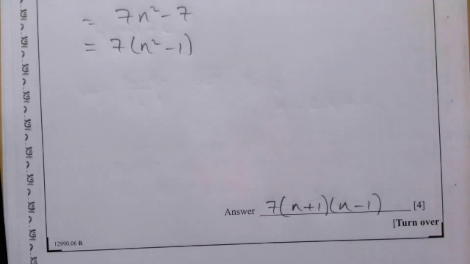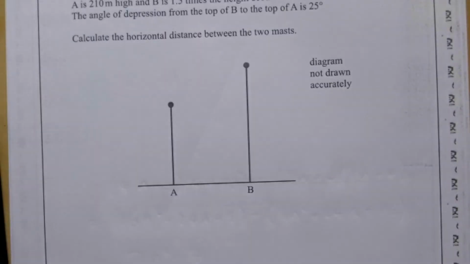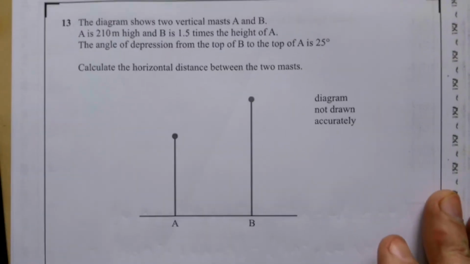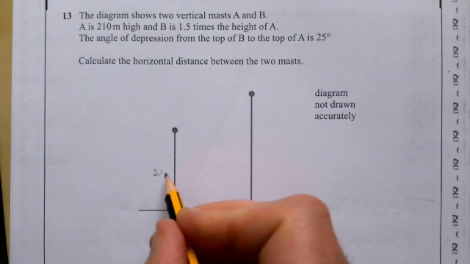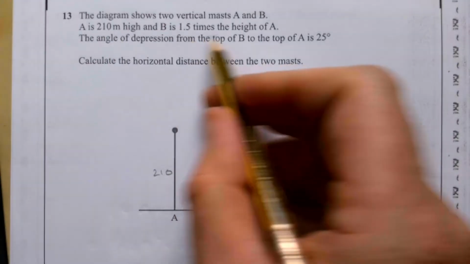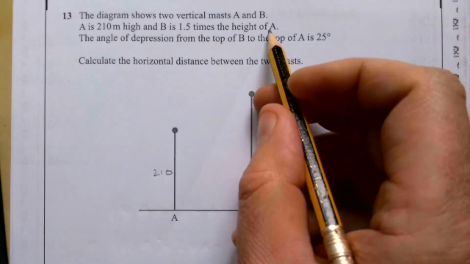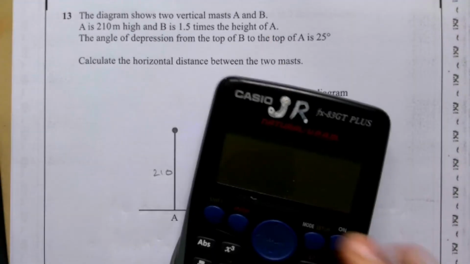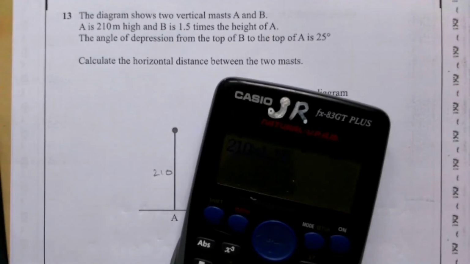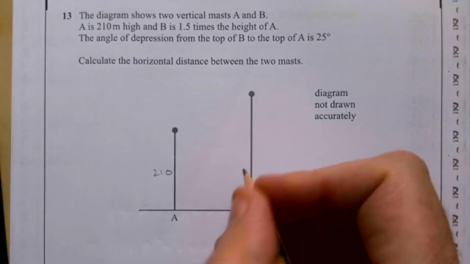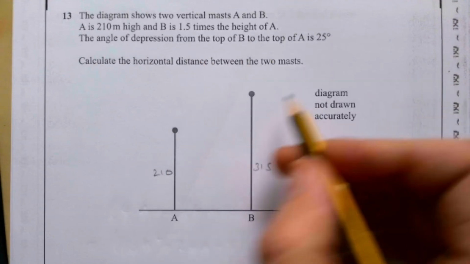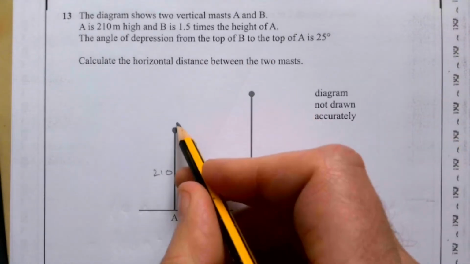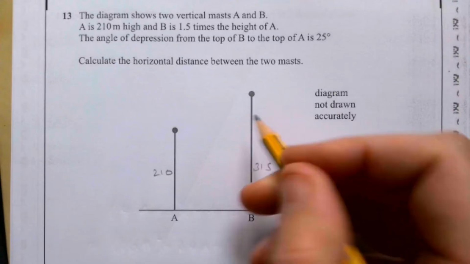On then to our next question, question 13. Diagram shows 2 vertical masts A and B. A is 210 meters high and B is 1.5 times the height of A. 210 times 1.5, so that's going to be 315. The angle of depression from the top of B to the top of A is 25 degrees. Calculate the horizontal distance between the two masts.